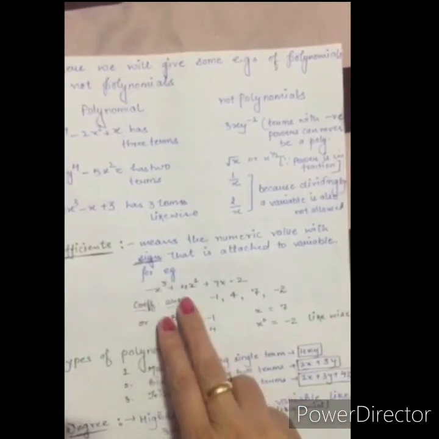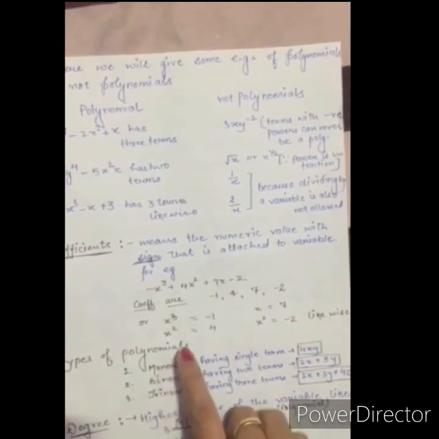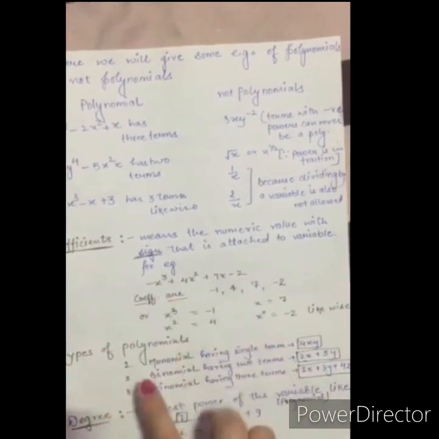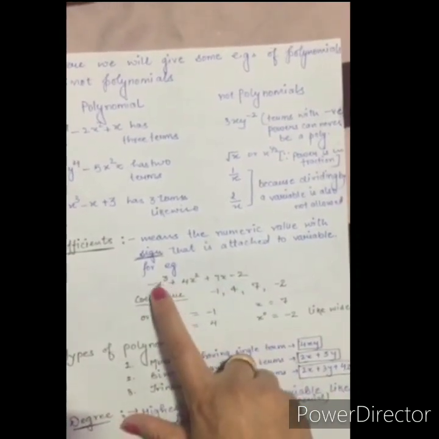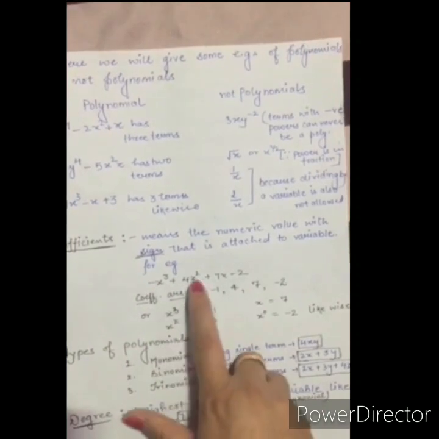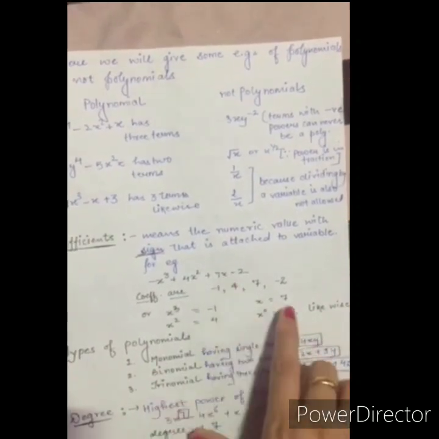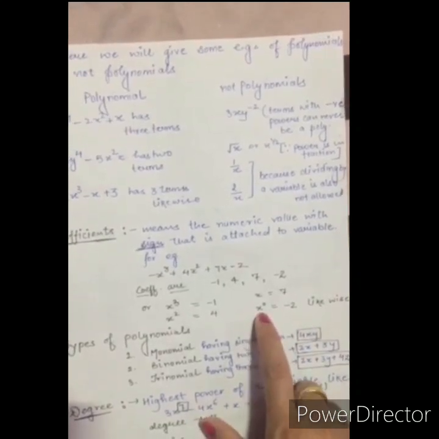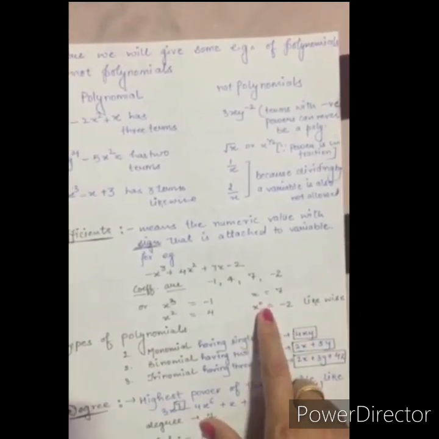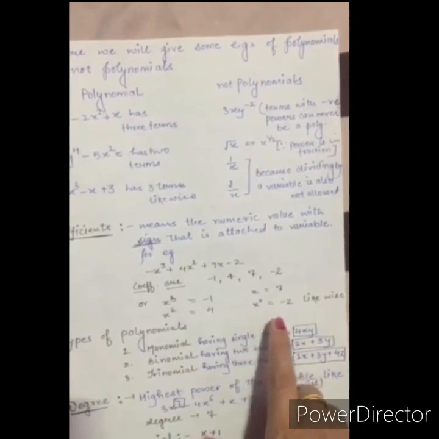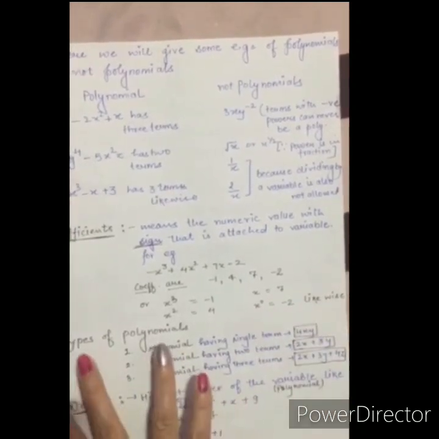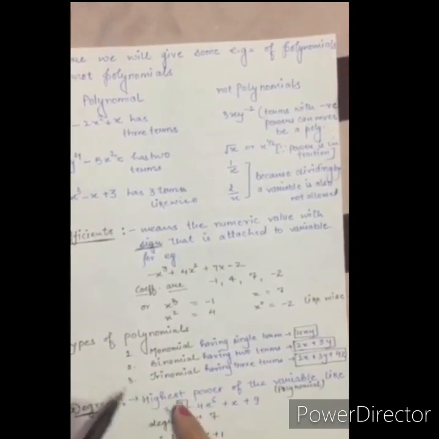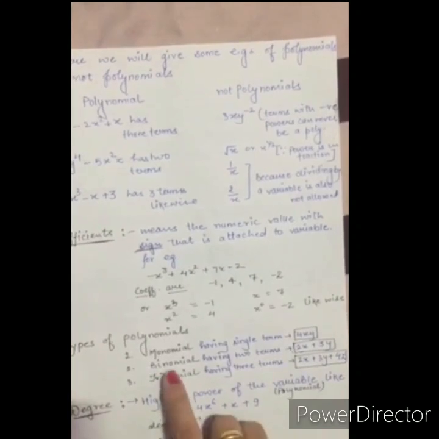If I ask you separately what the coefficient of x³ is in this given polynomial, you will tell me the coefficient of x³ is -1, the coefficient of x² is 4, the coefficient of x is 7, and the coefficient of 1 is -2. 1 can be written in the form of x⁰, and something raised to the power 0 always gives you 1. Likewise, there are some types of polynomials too. Already you have studied this in your previous classes. I hope this is clear for everyone.